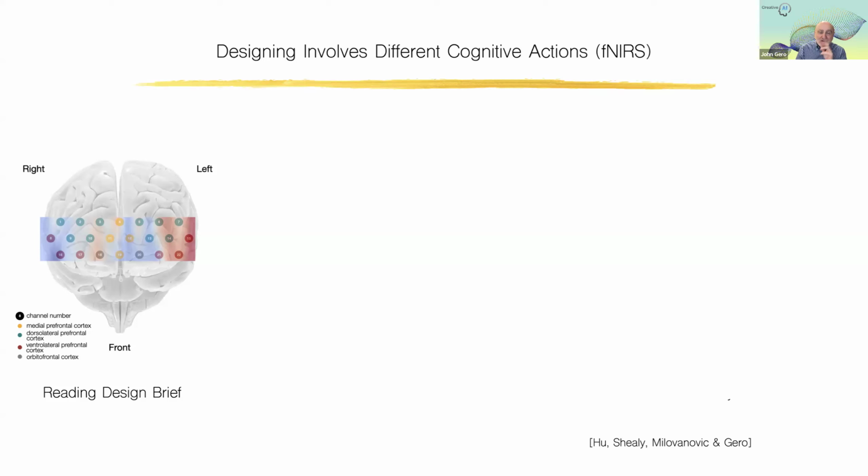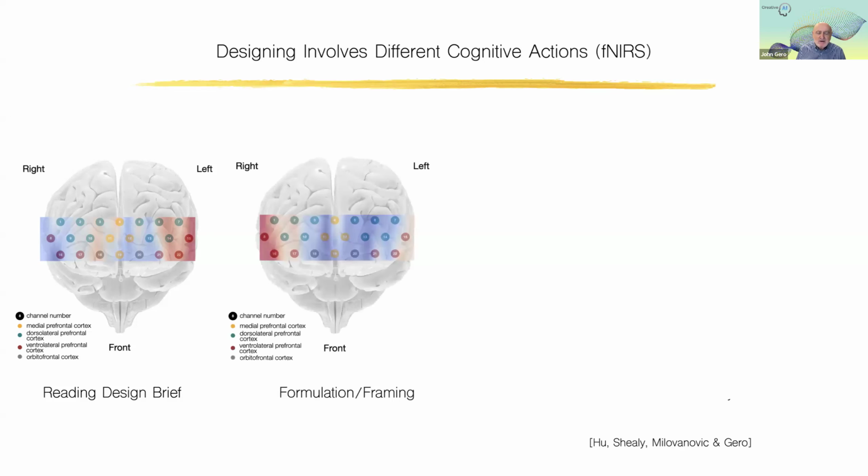Just reading it. Actually, if you tell people you're going to give them a design task, their brain starts to look like they're designing without having seen anything. Just be told that. Anyway, if you then start formulating it and framing it, what is this thing going to look like? What are the variables? What are the values? What are the criteria?